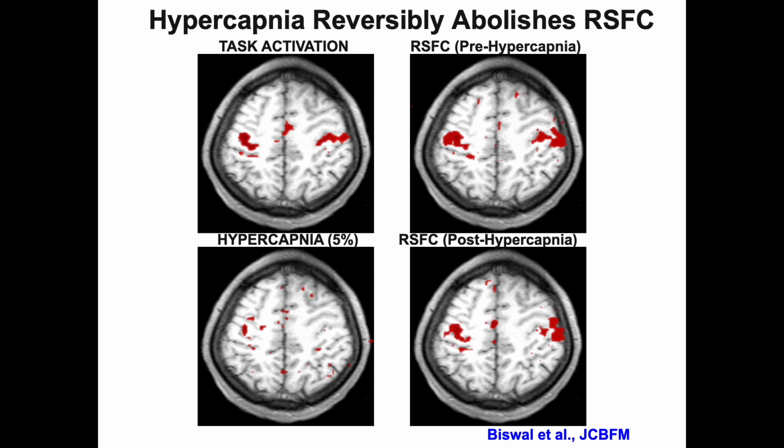First, task activation was performed using bilateral finger tapping. Then resting state functional connectivity was obtained. Then a 5% CO2 challenge was performed, and what we can see is a significant reduction in functional connectivity. 5 minutes after resumption of room air breathing, resting state functional connectivity was again observed. The fact that we could reversibly change the functional connectivity suggests that functional connectivity has a biophysical mechanism.